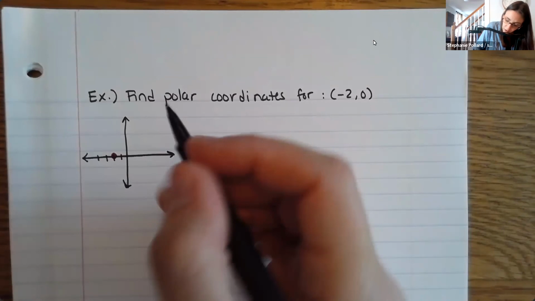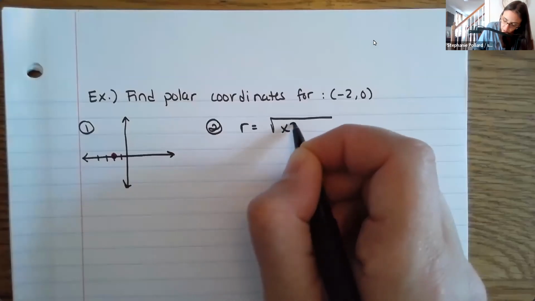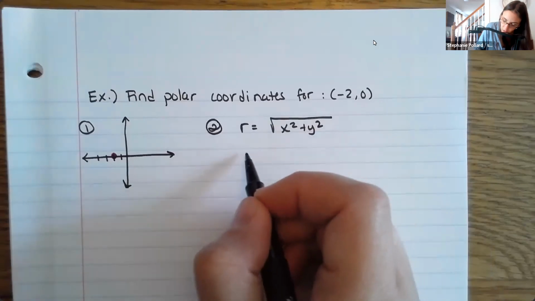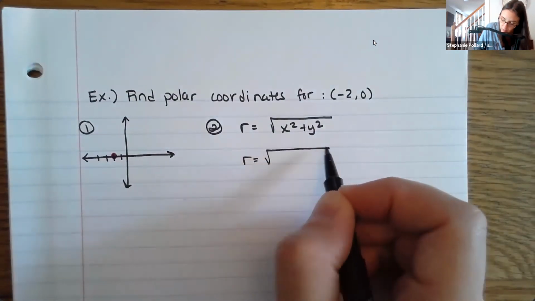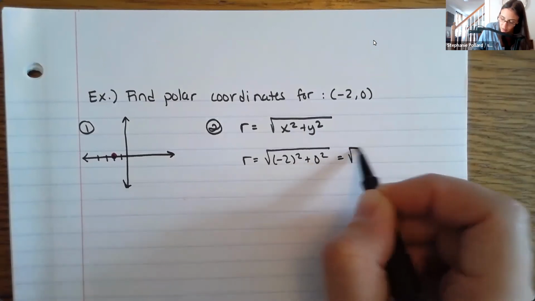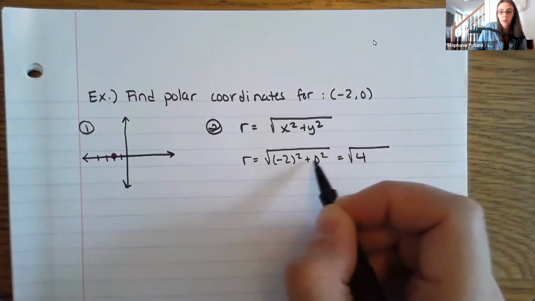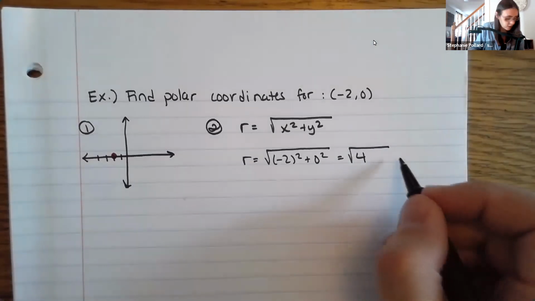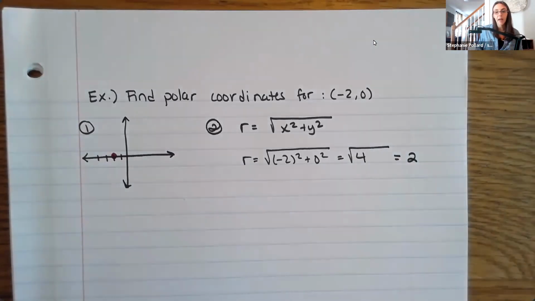Step 2, we're going to find r. You can find it by x squared plus y squared. So our r here is going to be the square root of -2 squared plus 0 squared. -2 squared is 4, and obviously 0 squared is 0, so this is just the square root of 4, which is 2. So you have that value 2 again.